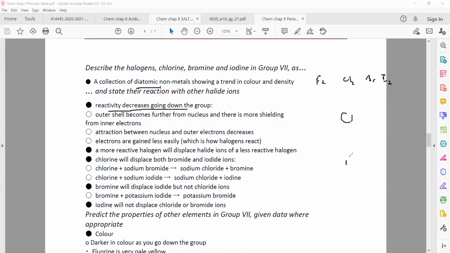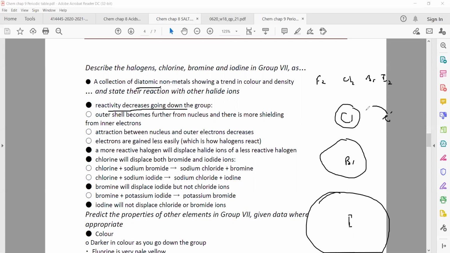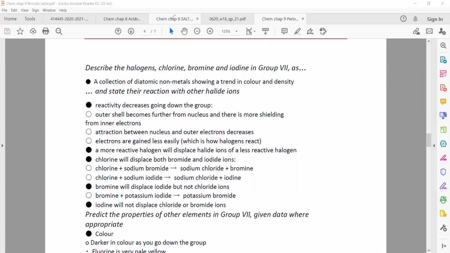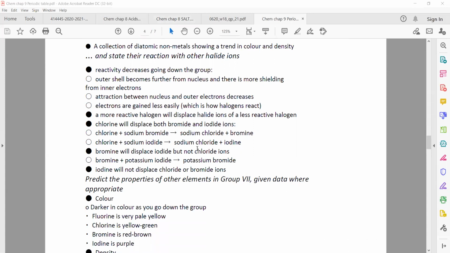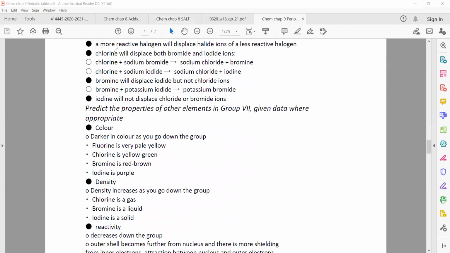Because these are non-metals, and non-metals tend to gain electrons. Chlorine is smaller in size, bromine is larger, iodine is much larger. With smaller size it can easily attract an electron. That's why chlorine will react fast and iodine will take time to attract, so it will react slower. Always the more reactive halogen displaces the less reactive. For example, chlorine with sodium bromide will form sodium chloride. This is for all non-metals, but you are learning only group 7.